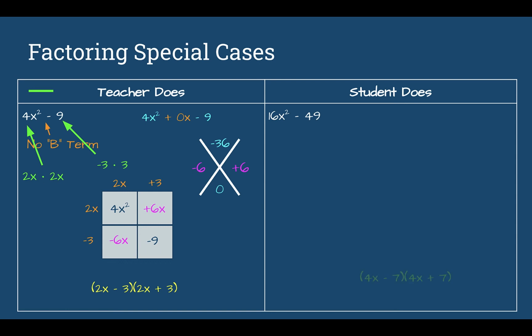Let's check. You should have found 4x minus 7 and 4x plus 7, or you could have switched them around. We'll go the short way on this one. 16 is 4 times 4 with the x's to make x squared, and 49 is 7 times 7. Just make one positive and one negative. You end up with 4x minus 7 and 4x plus 7. If you wanted to go through the other process, you are more than welcome to do so.